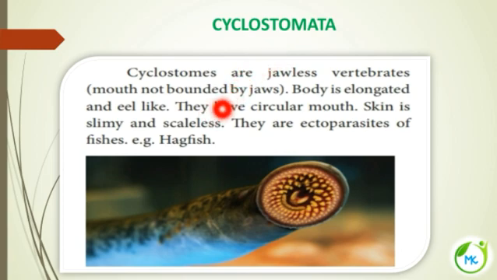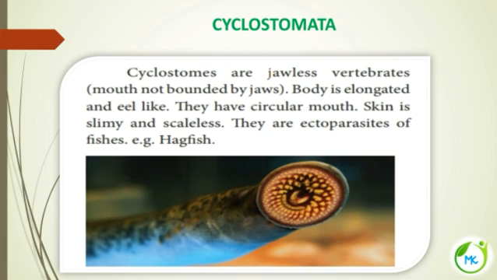So these cyclostomes are jawless vertebrates. So they are not having any jaw. Mouth is not bounded by any jaw. And the body is an elongated structure and it is eel-like. And they have a circular mouth. And the body is very slimy. And they do not have any scales.